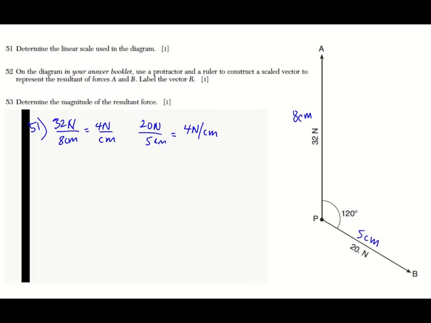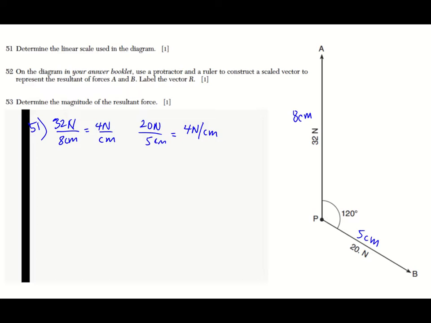Number 52 is the tricky part, drawing the scaled resultant vector, and we have to label it R. Now there are two ways you could do it. You could do the parallelogram method, because if you draw identical vectors on the other side, such as vector AP on the right side and vector PB on the top side, it makes a parallelogram and you're able to draw from corner to corner the correct resultant vector.